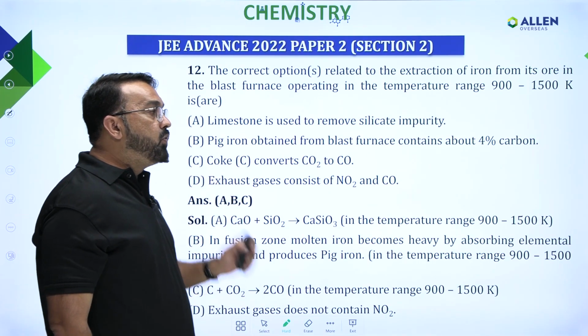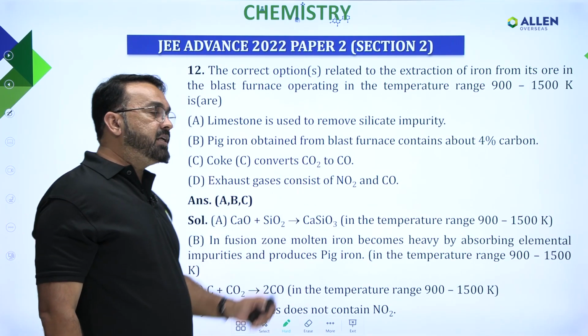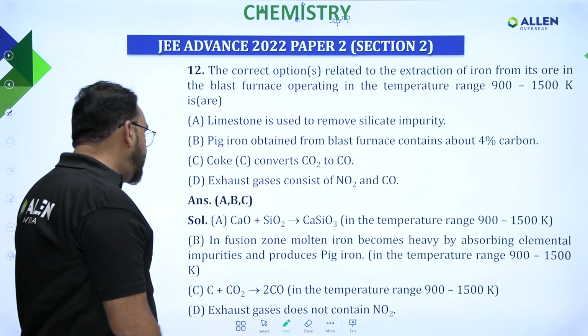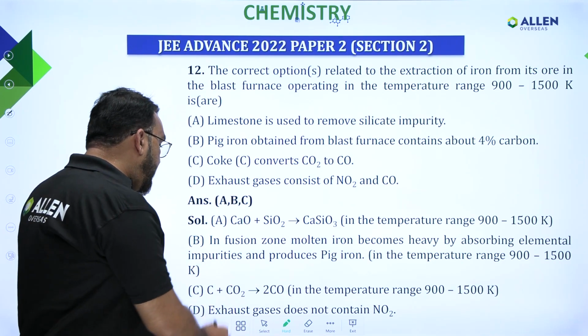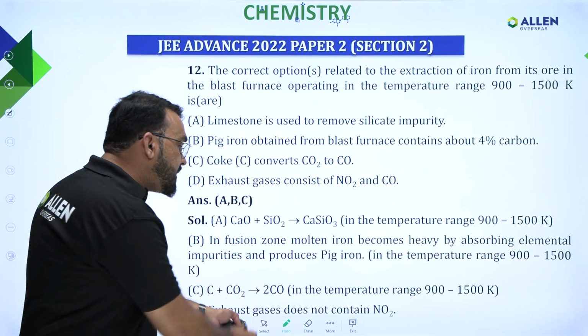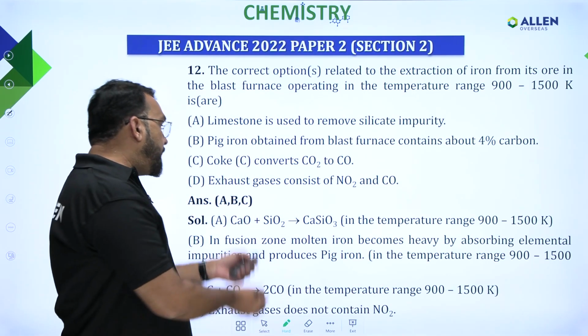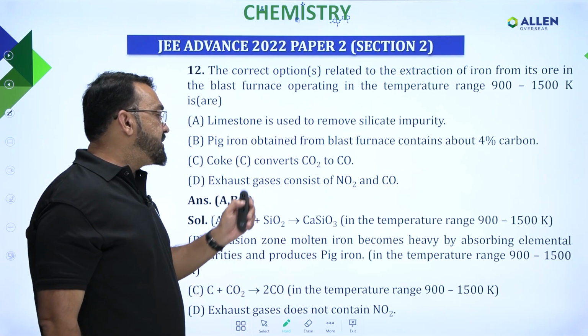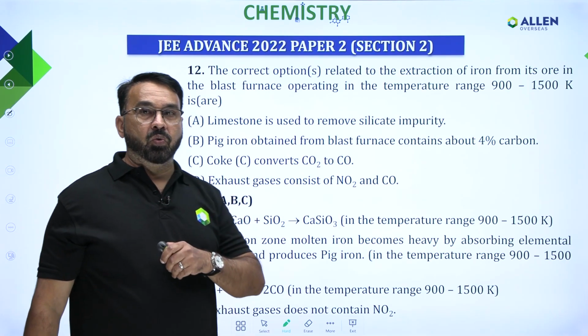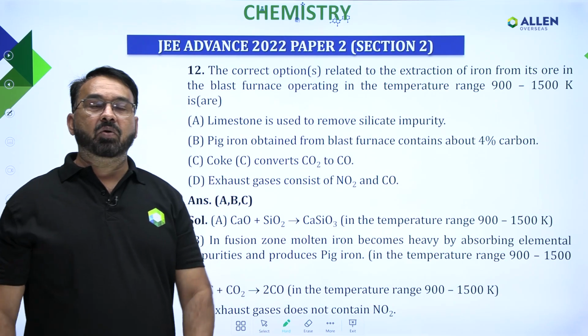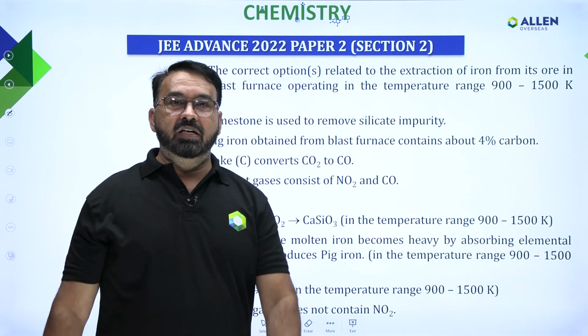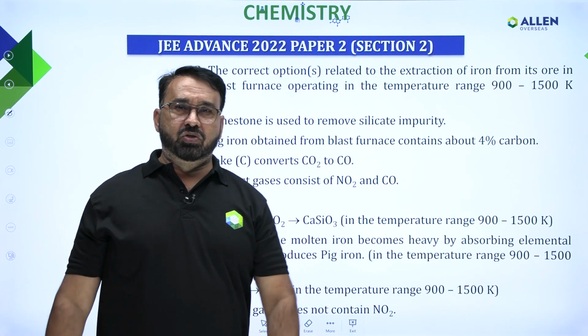That pig iron is containing 4% carbon. And option C says that coke or carbon converts carbon dioxide to carbon monoxide in the temperature range of 900 to 1500 Kelvin. But option D is incorrect because the exhaust gas does not contain NO2. Is it clear, students? So simple question. All of you might have attempted this question and got it right also.